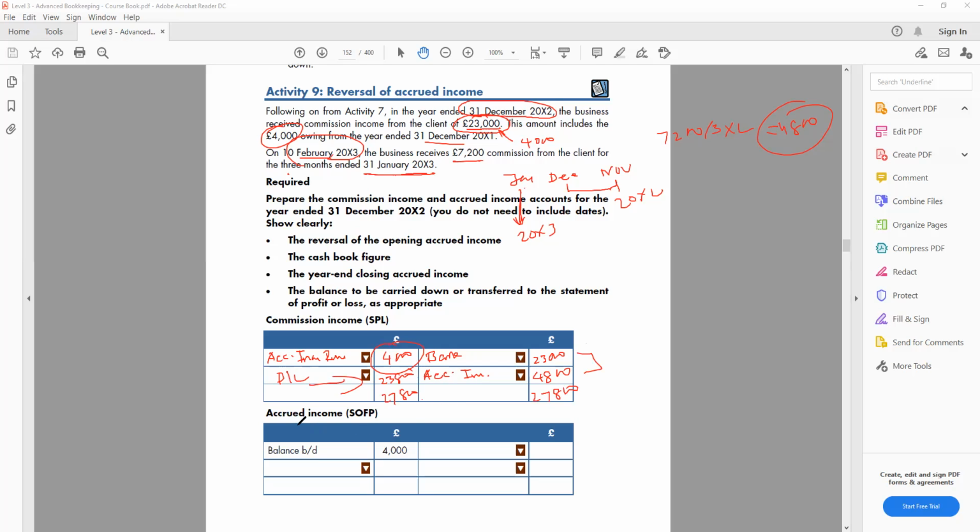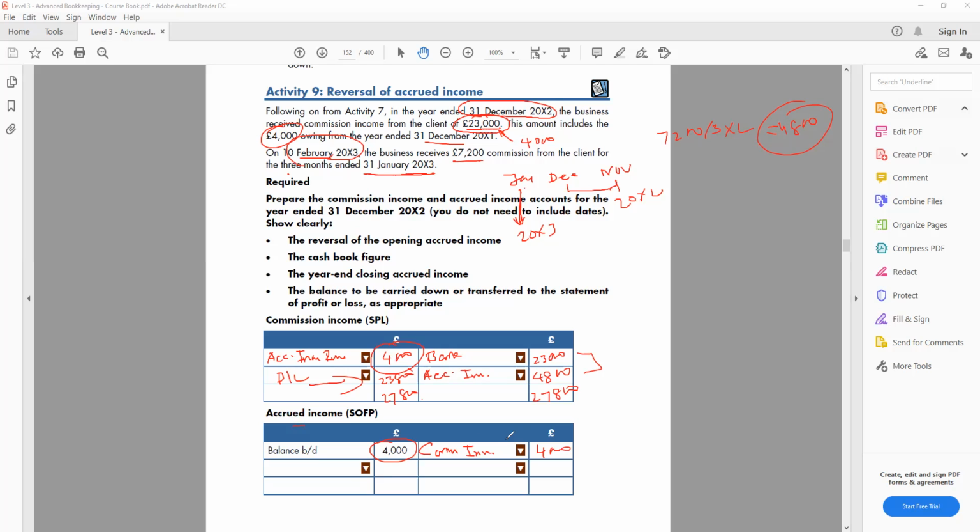On the accrued income, we can see 4,000 came from the last period, and this 4,000 is already received this year. So this has to be gone. So I'm going to write commission income, that is 4,000. So writing this on both sides, that means 0 is gone.